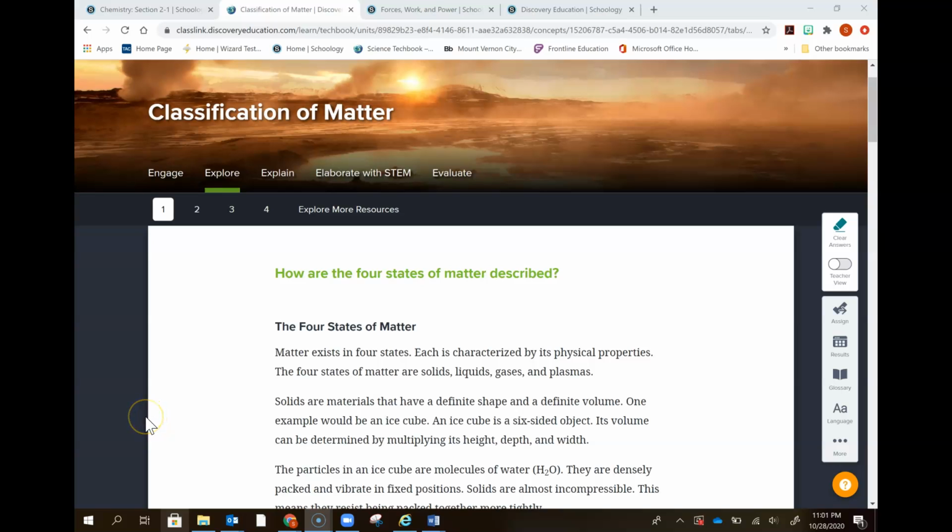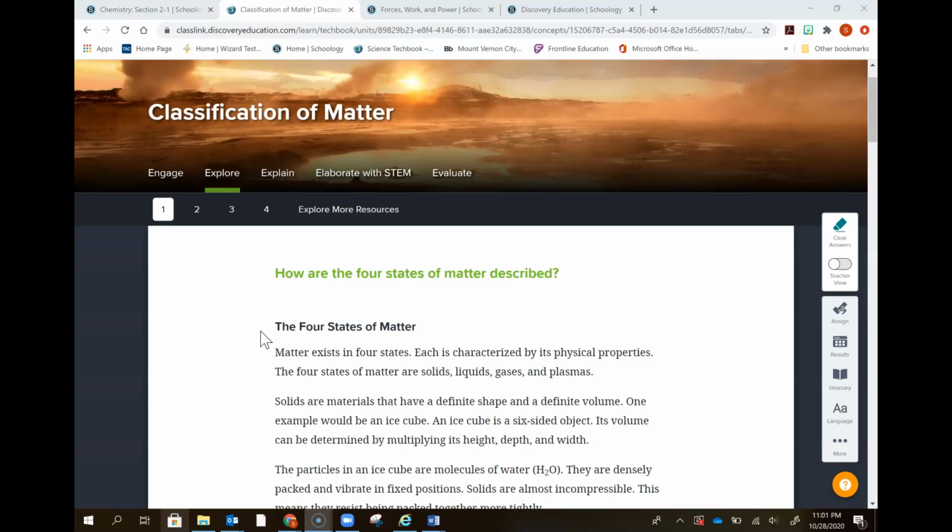This is Classification of Matter, the Explore tab. How are the four states of matter described? The four states of matter. Matter exists in four states. Each is characterized by its physical properties. The four states of matter are solids, liquids, gases, and plasmas.